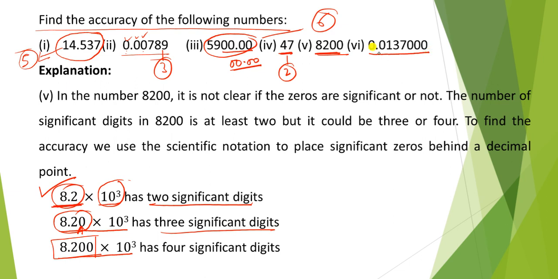Now the next point, 0.00137000. It means 0.00 are the leading zeros, but 000 are the trailing zeros. Leading zeros are not significant and trailing zeros are significant, so in that case this number contains 6 significant digits.